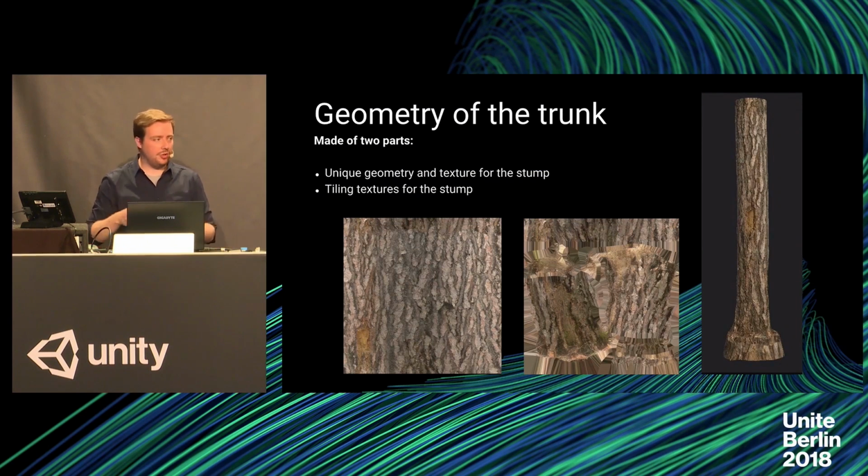So we have the stump, which is the part of the tree that is connected with the ground, and then the trunk. So we use a unique geometry and textures for the stump. So you can have on some of the assets, you can have the roots visible on top of the ground, and then a tiling texture for the rest of the trunk going up to the top.